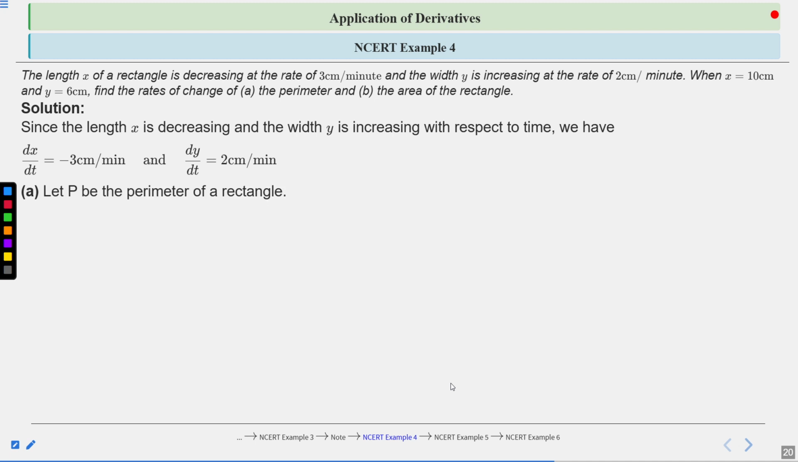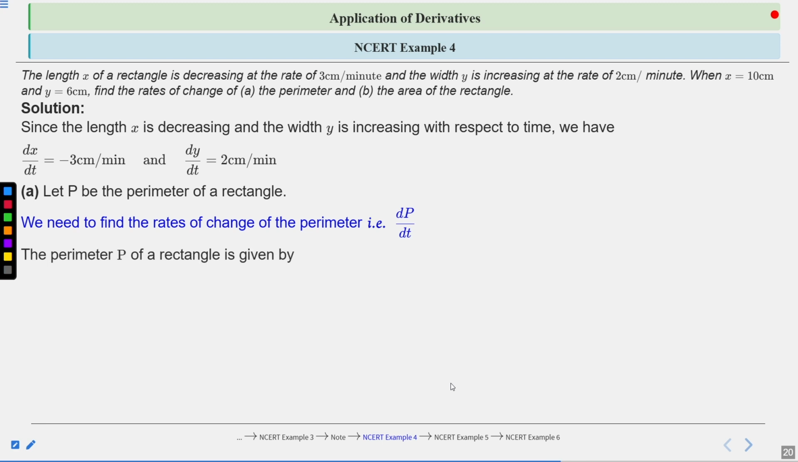Part A, let P be the perimeter of the rectangle, right? We need to find the rate of change of the perimeter, that is dP upon dt, right? Okay. The perimeter P of a rectangle is given by P is equal to 2 into x plus y, right? We know that the perimeter of a rectangle is basically 2 into length plus breadth.